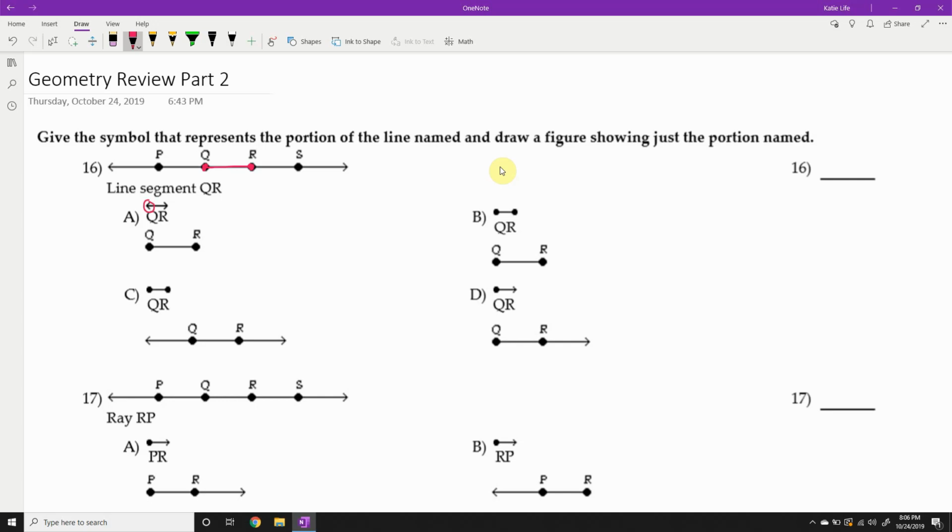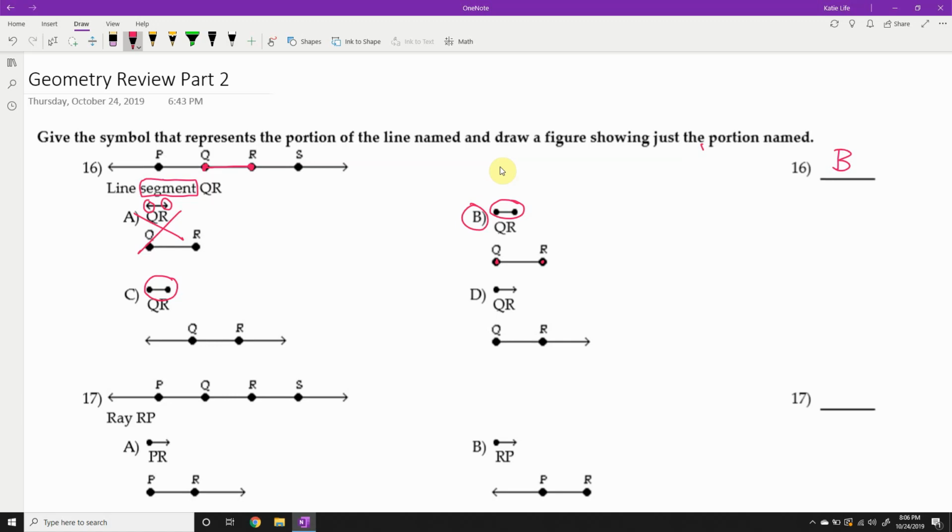These two arrowheads mean the line QR, so extending beyond those 2 points. We want line segment QR, so it can't be A. B and C both have the correct symbol here, line segment, a portion of the line with strict endpoints. But if we're talking about the segment, it's got to be B because it truncates the line at those 2 points. So number 16 must be B.